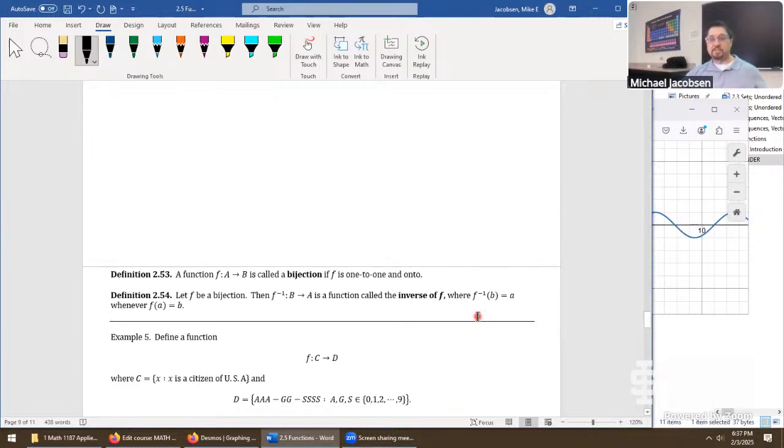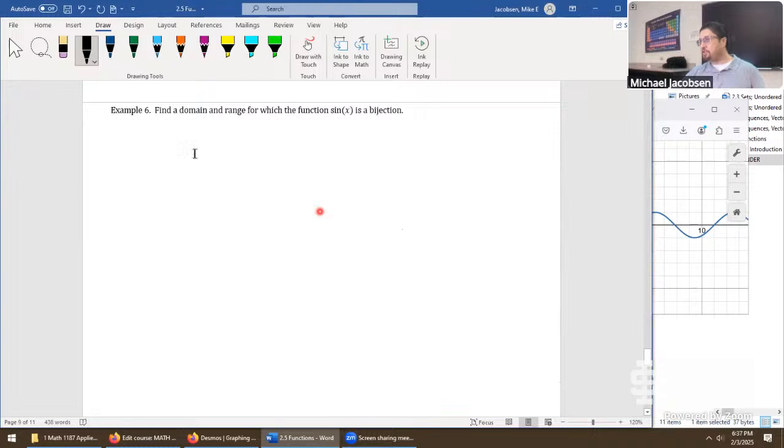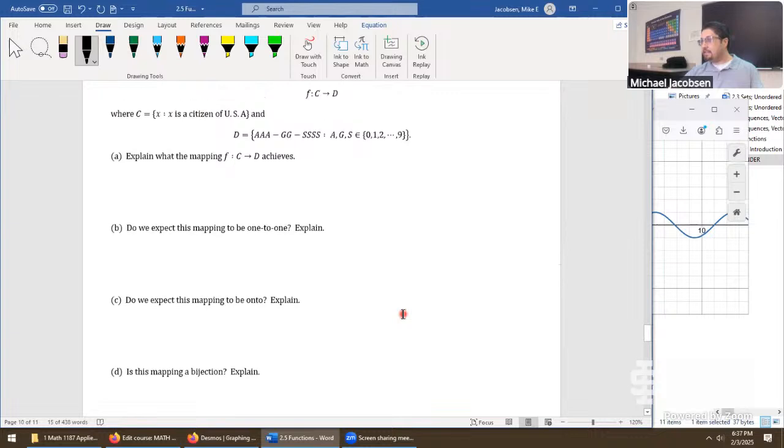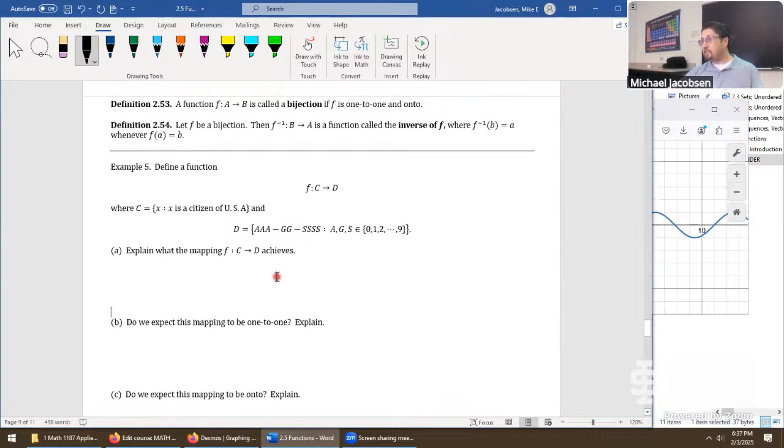I really have two applications. My first thought was to do something like this, domain and range that makes sine x a bijection. But this is purely a mathematical application. So we'll come to that one, and first do this application, which is a US government application. So first let's collect our definitions.